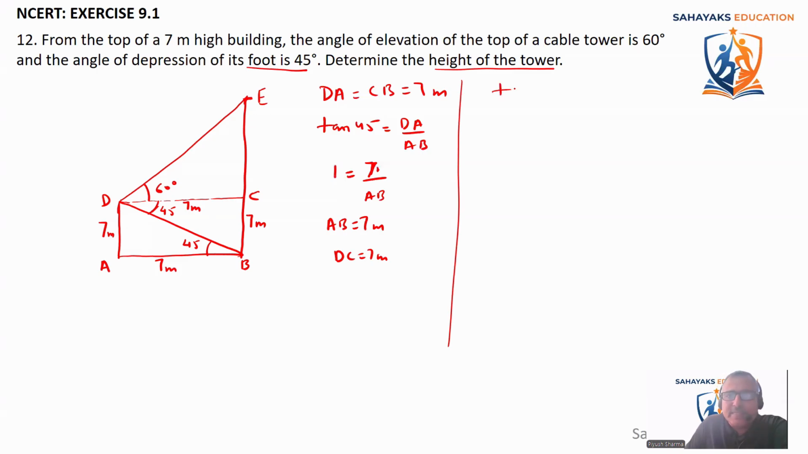So let's take tan 60 is equal to EC divided by DC. So tan 60, we know it's root 3, is equal to EC divided by DC, which is 7. So from here, EC comes out to be 7 root 3.